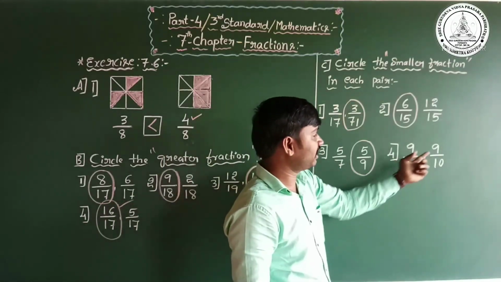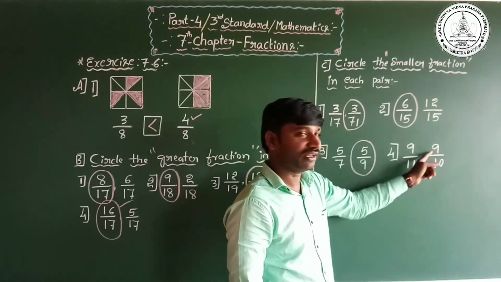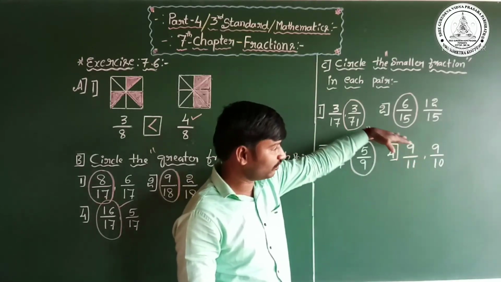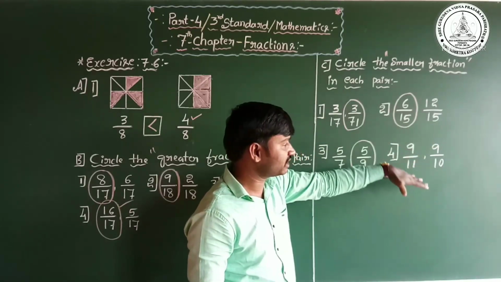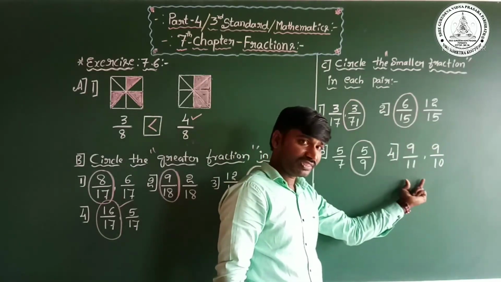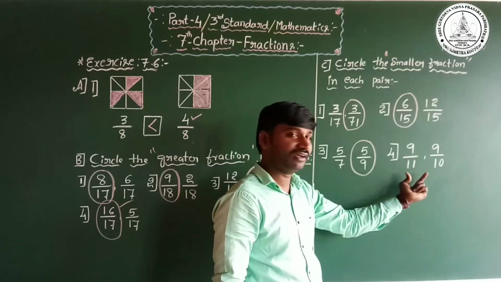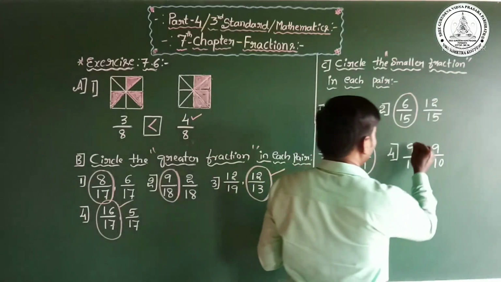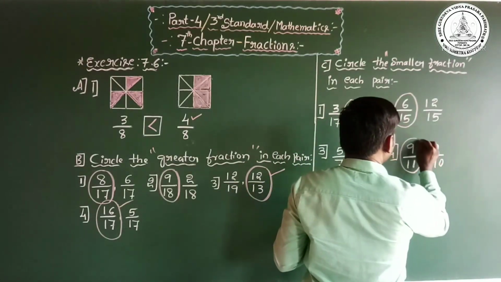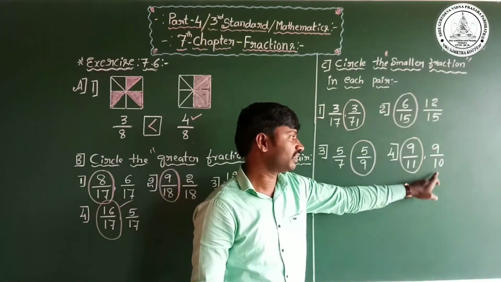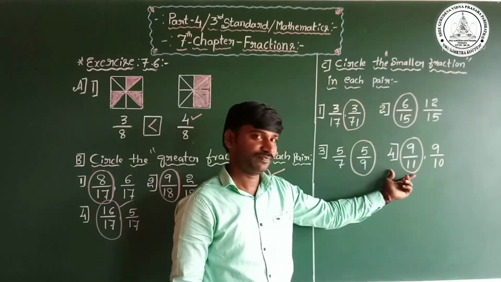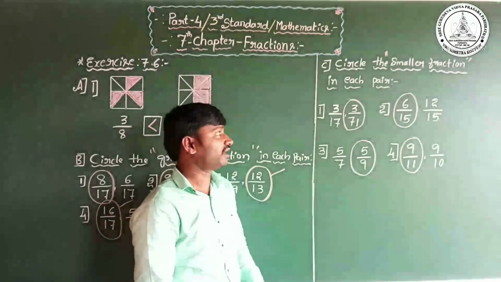The next, 9 by 11 and 9 by 10. When the numerators are the same in the given fractions, which fraction is greater? The one with the greater denominator is the greater fraction. 9 by 11 compared to 9 by 10, this is greater. Yes, dear student, clear? Did you understand?